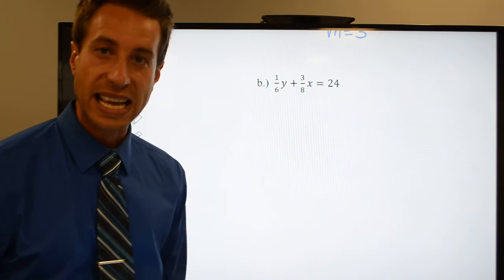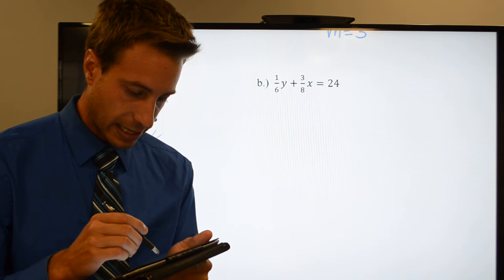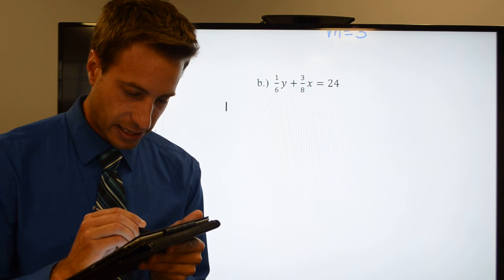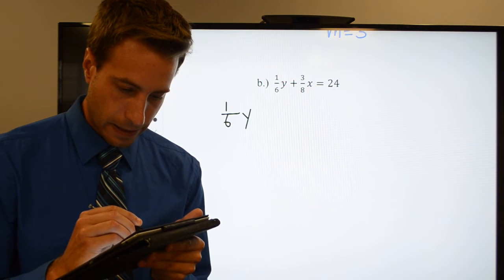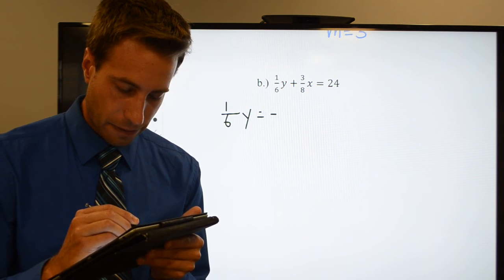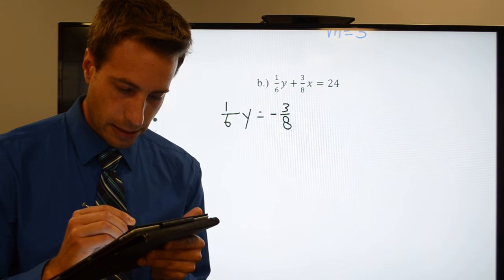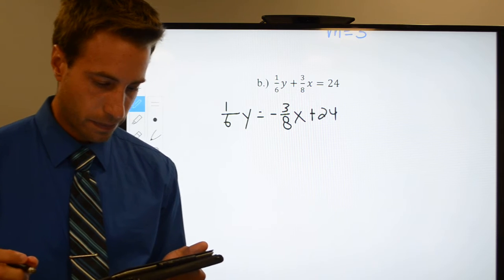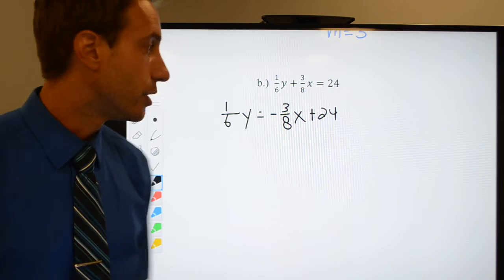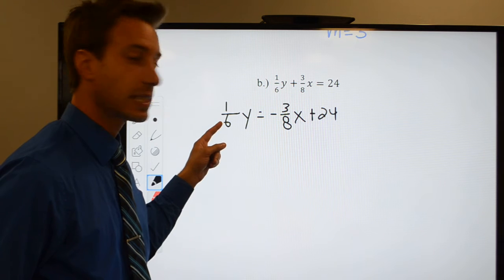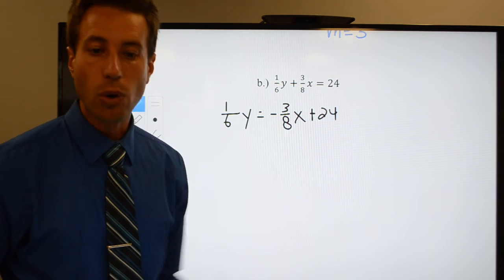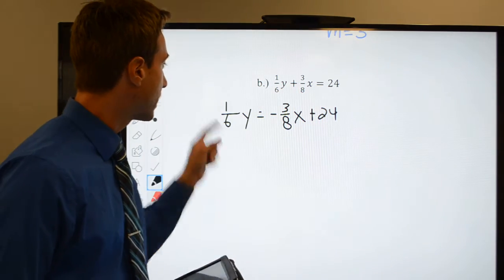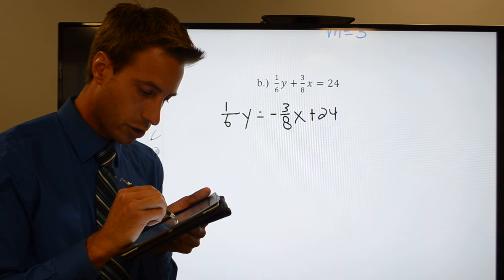Let's move the 3/8 x to the other side by subtracting. Yay, fractions. So I'm going to have 1/6 y is equal to negative 3/8 x plus 24. All right, here we go. What I need to do in order to get this y by itself, since I'm dividing by 6, let's multiply everybody by 6. Well, when I multiply this by 6, the 6's cancel. I'm left with just a y.